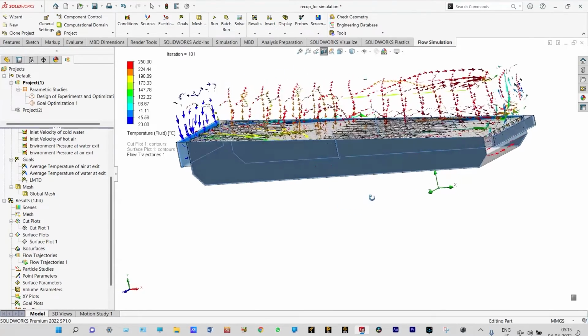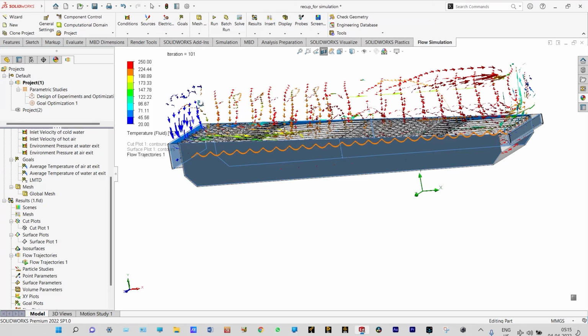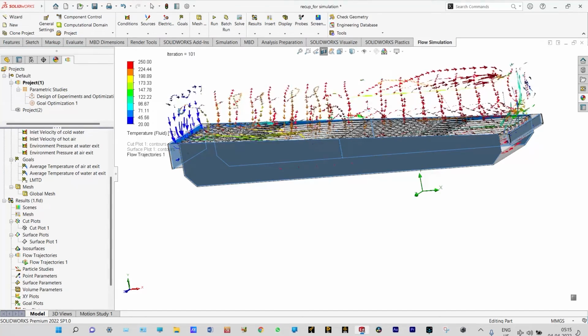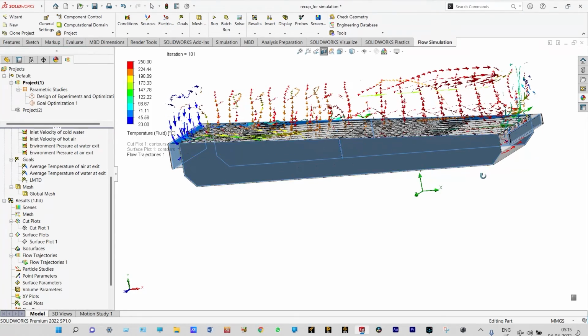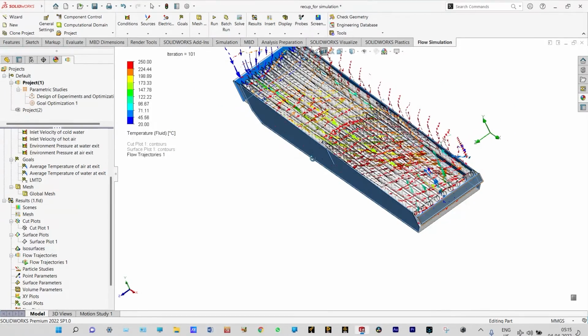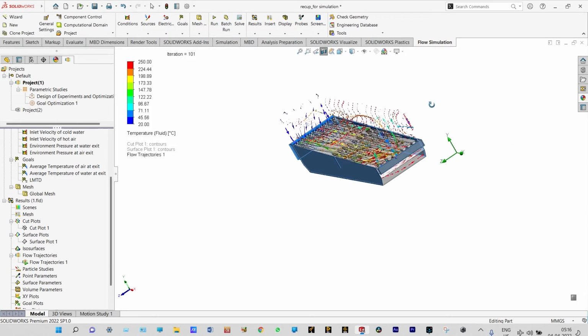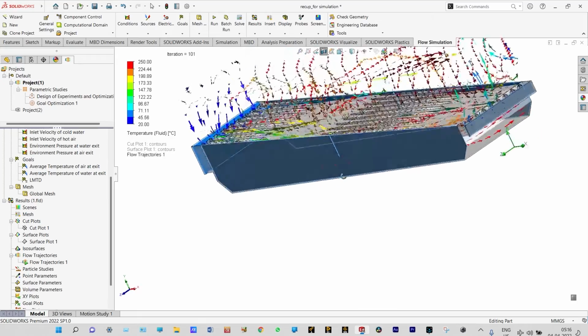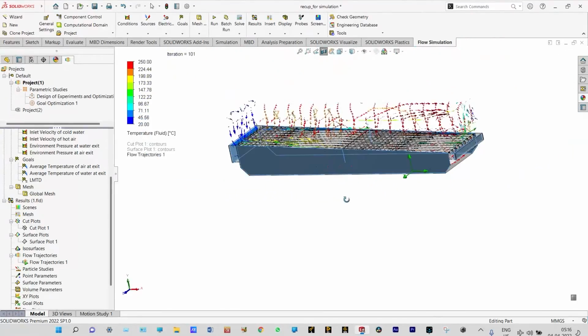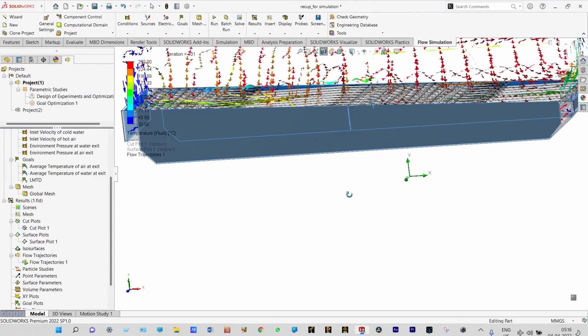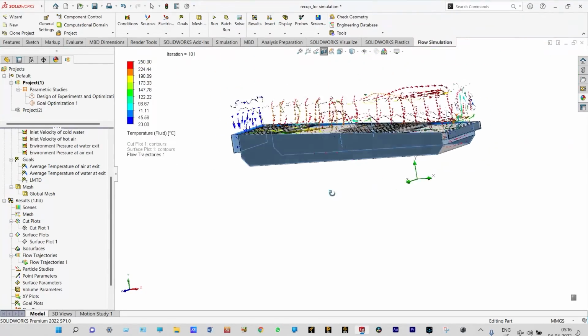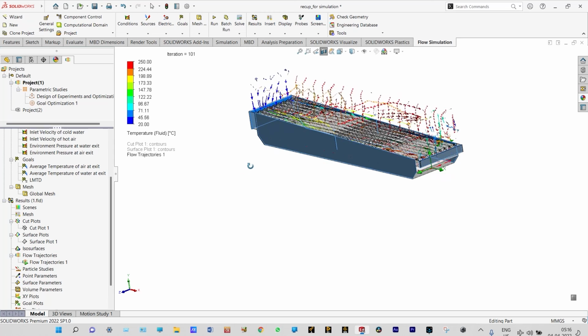You can view it from different planes. From here we are providing cold water at a temperature of 20 degrees centigrade. It will be passing in the forward direction. At the same time, from the side we are providing hot air at a temperature of 250 degrees centigrade. In this case there is no direct mixing of hot fluid and cold fluid. By convection only, this cold water will be heated up. Okay, let us clear and hide this one.